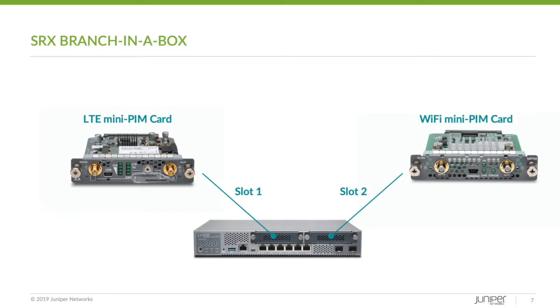So let's enhance that a little bit more and talk about the LTE card that's been out for quite some time for the SRX. So here we have a kind of a branch-in-a-box solution. Slot 1 is the default slot for that LTE card, and slot 2 is the default slot for the Wi-Fi mini PIM card. This branch-in-a-box solution provides a complete secure gateway solution for Wi-Fi enabled small sites, with an LTE card to provide 4G internet access and a Wi-Fi card to provide local Wi-Fi access to clients.